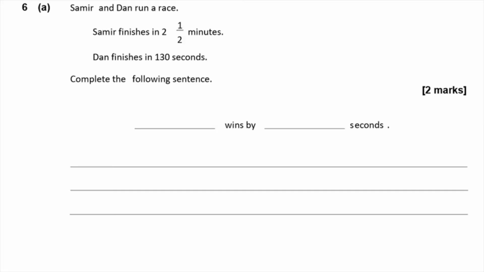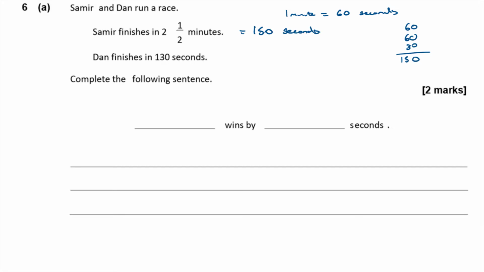Probably easier to convert Samir's, isn't it? So 2.5 minutes. Well, there are 60 seconds in 1 minute. 1 minute equals 60 seconds. So 2 minutes is going to be 2 lots of 60 seconds, so 60 and 60. And half a minute is going to be half of 60, which is 30. So how many seconds is that altogether? It's going to be 60, 120, 150. So that is 150 seconds. Okay, so Samir finishes in 150 seconds.